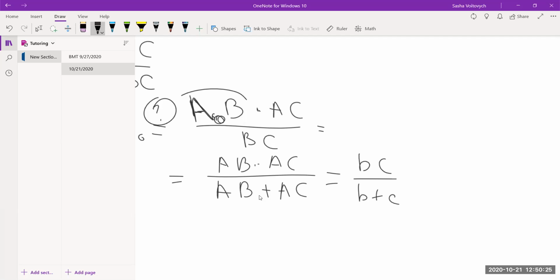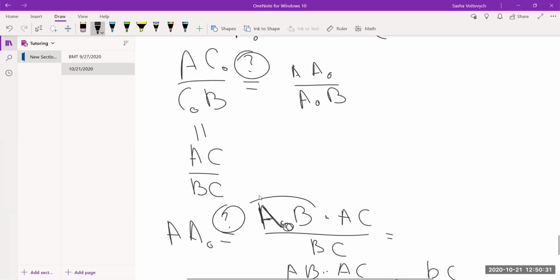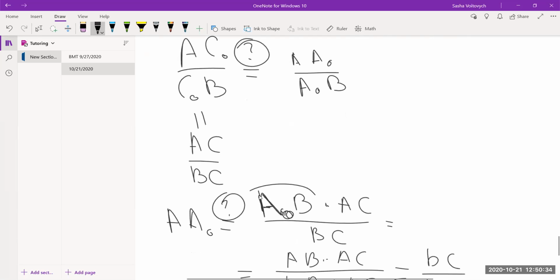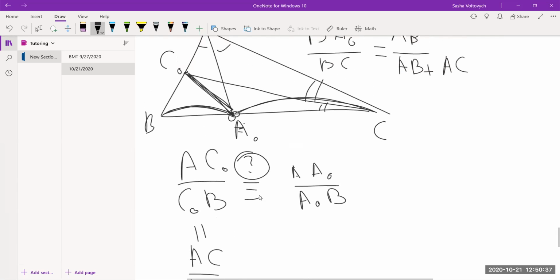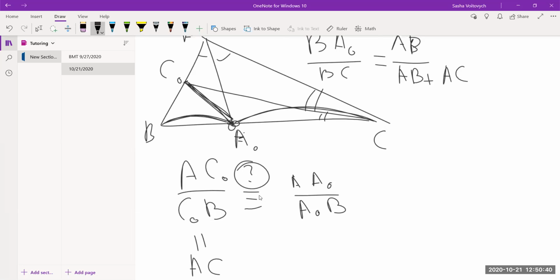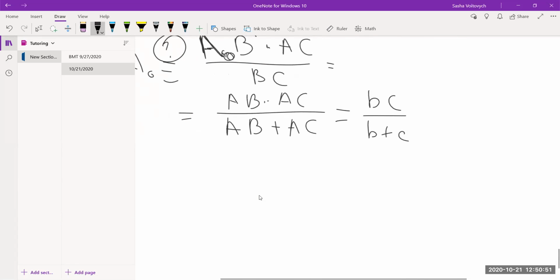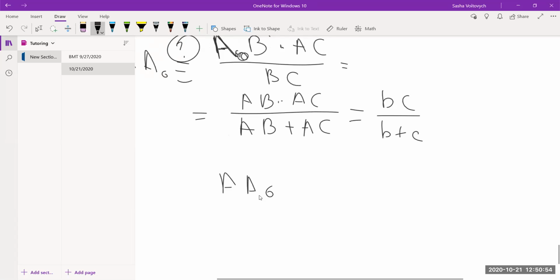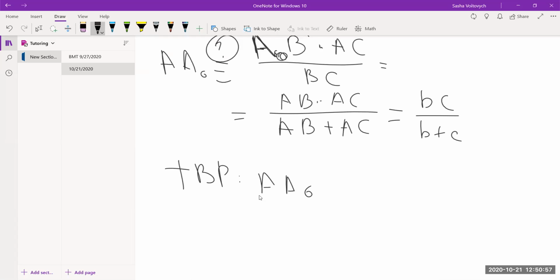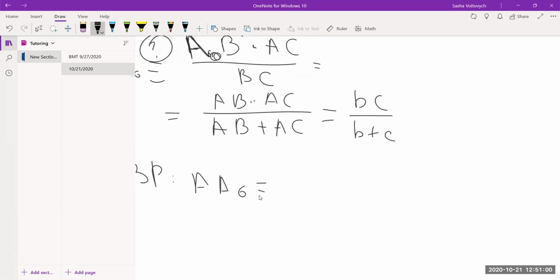So if we show this, then we're done. Because then this equality would hold, and this equality would hold, and then AC0 would be a bisector. And then similarly, we could conclude that AB0 is a bisector, and then the angle would be 90 degrees. So we just need to show that the length of a bisector is this. To be proven, AA0 is equal to BC over B plus C. Okay, so let's label this as L.